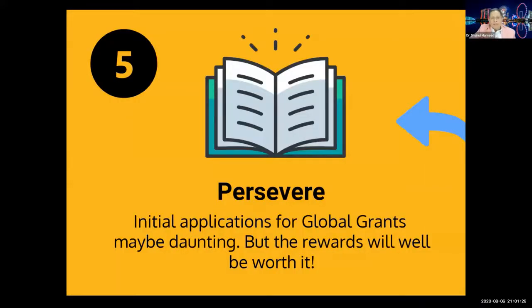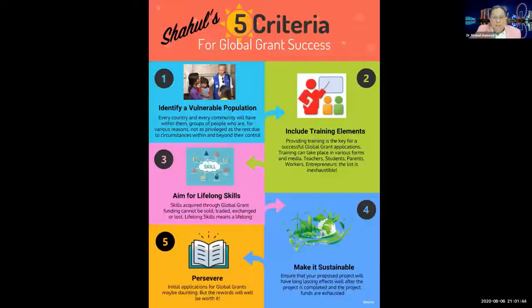And the last thing, the initial application for global grants is not easy. It's just like riding a bike. You are going to fall. Expect it. It's like learning how to ski. You have to fall. If you don't fall, you'll never be able to ski or ride a bike. But when you can finally do it and get it approved, that's when the rewards will be worth it. I call it Shahul's 5 criteria for global grant success. It's a nice infographic here, so if MD wants it, I'll give it away for free.